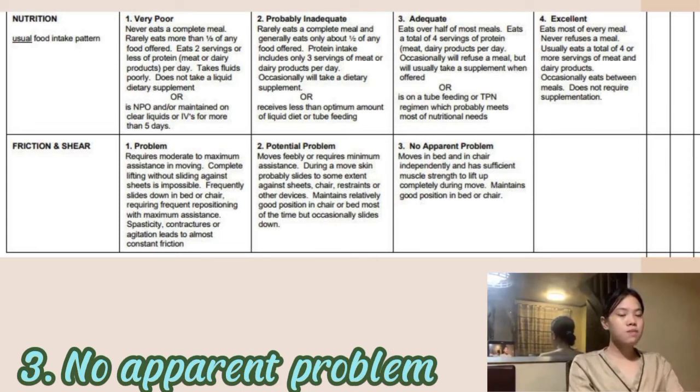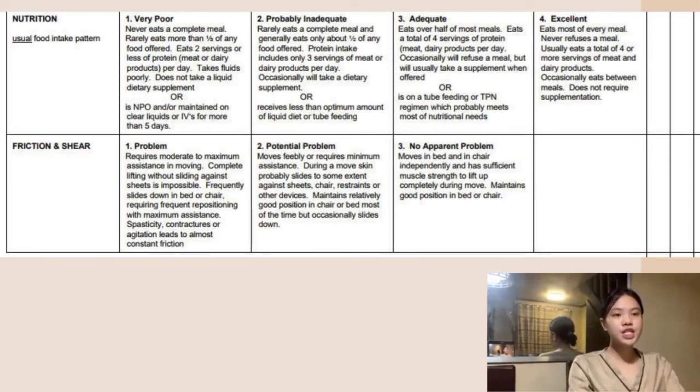3 indicates no apparent problem. Moves in bed and chair independently and has sufficient muscle strength to lift up completely during a move. Maintains good position in chair and bed.